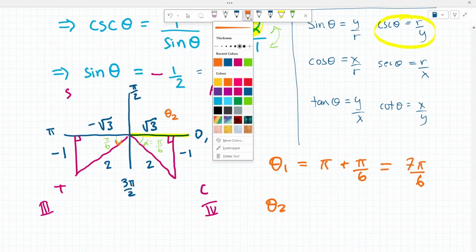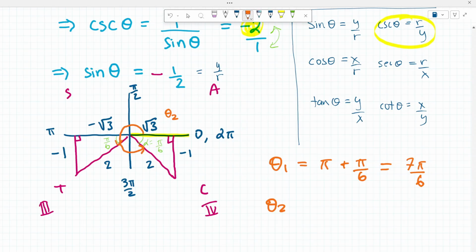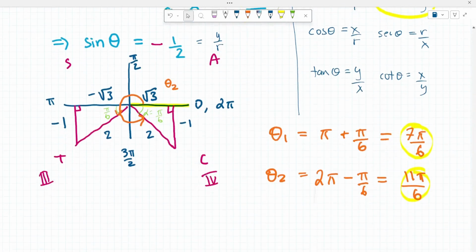So we're going to start from our principal axis and go all the way here. So we can use 2 pi as our reference, which is the full circle. So we can do 2 pi minus our alpha, minus pi over 6. And what does that give us? That gives us 11 pi over 6. And those are going to be our two answers to this problem.